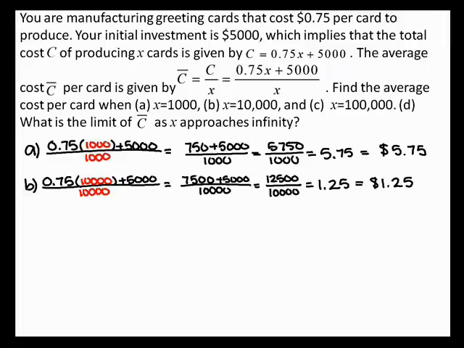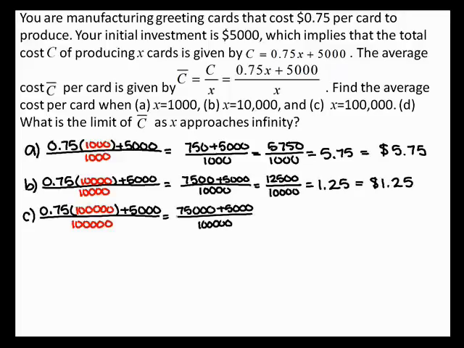Part C. To find the cost per card when x equals 100,000, substitute 100,000 into the C bar equation. Simplify 0.75 times 100,000. Simplify 75,000 plus 5,000. Simplify 80,000 divided by 100,000. You find that the average cost per card is 80 cents.